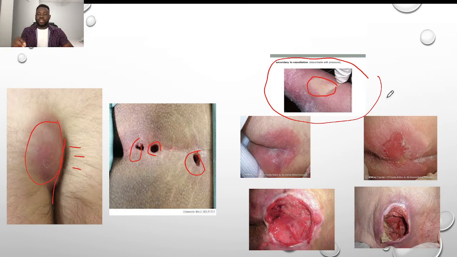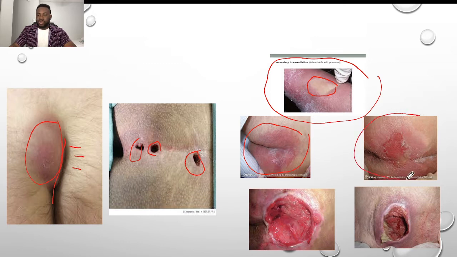In a pressure ulcer, there will be damage to the blood vessels. So when you press on it, it is not blanchable. That will be pressure ulcer stage 1. So let's take note. This is it here. This pressure ulcer stage 1, the skin and the epidermis are intact, but the area is not blanchable.